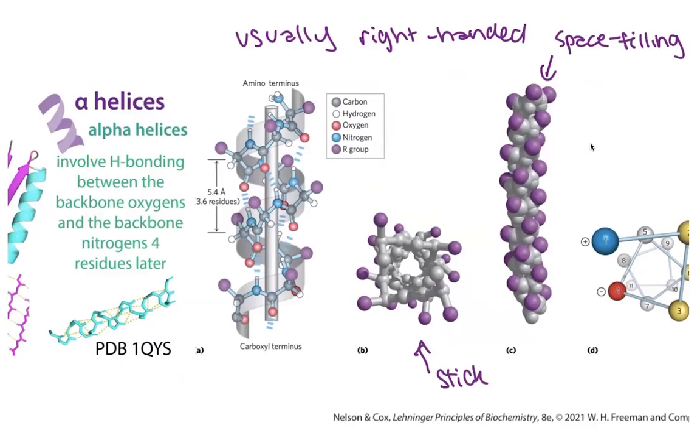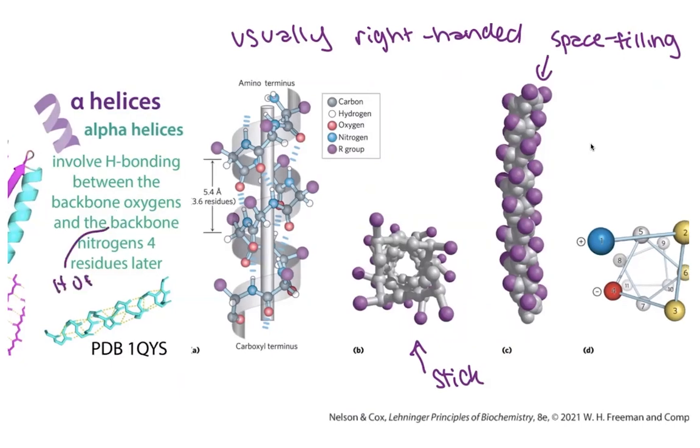When we're talking about an alpha helix, we're involving hydrogen bonding between the backbone oxygens and the hydrogens of the backbone nitrogens 4 residues later. So we're going to have N and N plus 4 interacting. Your oxygen here, and then your hydrogen on the nitrogen would be your N plus 4. And so these are what's actually interacting.